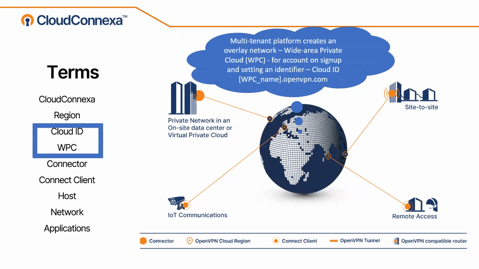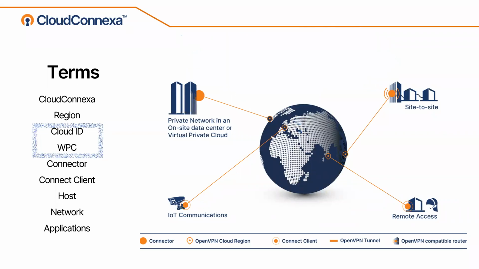So the cloud ID is a unique identifier that is used to identify the WPC, and that will be set up for you. Now, your cloud ID will be whatever you provide, as long as it is unique in our system. Basically, the format is going to be your-id.wpc.openvpn.com. So this is how you'll access your admin user interface and portal. And also, in a way, you can get configuration files to your clients for connecting. We'll cover that a little bit later.